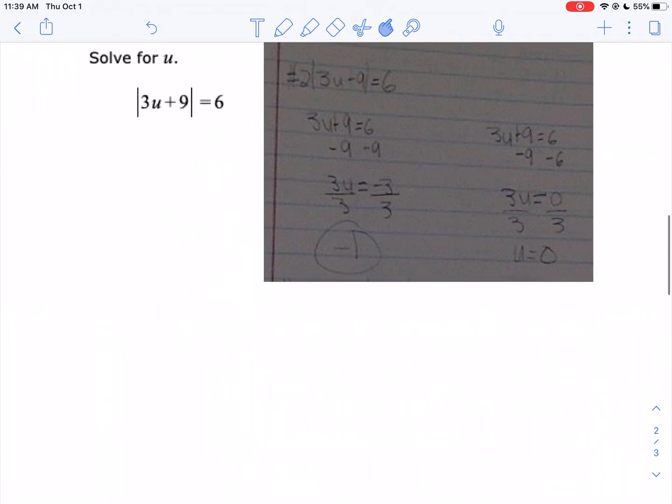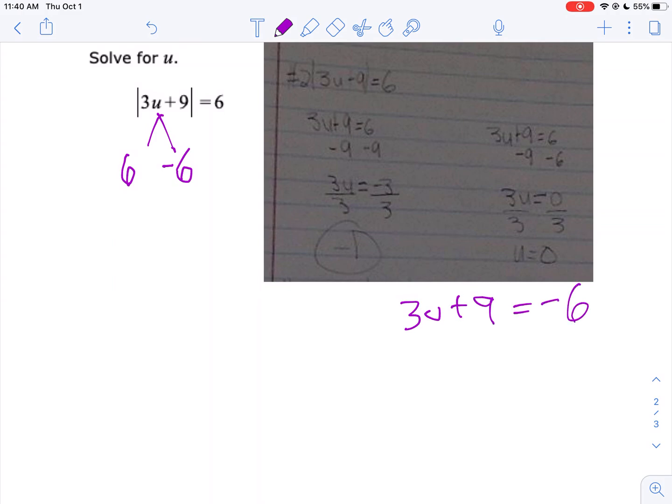Now if we take a look at another problem here, you have the absolute value of 3u plus 9 equals 6. And since it's absolute value, you made two equations, but you made the same equation, 3u plus 9 equals 6. What two numbers have an absolute value of 6? One of them is 6, the other is -6. So we should have said 3u plus 9 equals -6.